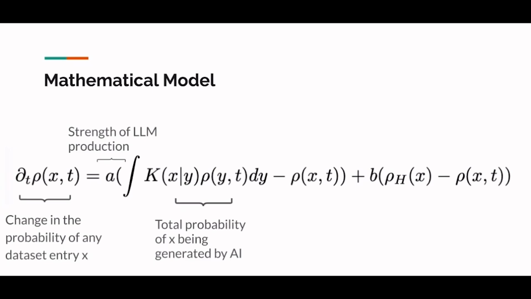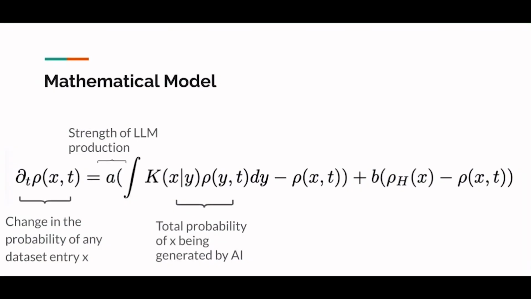Large language models will take in data and then produce data, right? So k encodes the probability of producing x for some given y. And you can see that in the integral, the kernel is multiplied by rho of y and t. This is because not all densities of some item y are equally prevalent, so we want to weight the sum to accurately describe the total probability of x being generated by AI, which is what that term describes. And then this mass conservation term, you can see it's present in both the AI and human generated components of the change in probability for x.